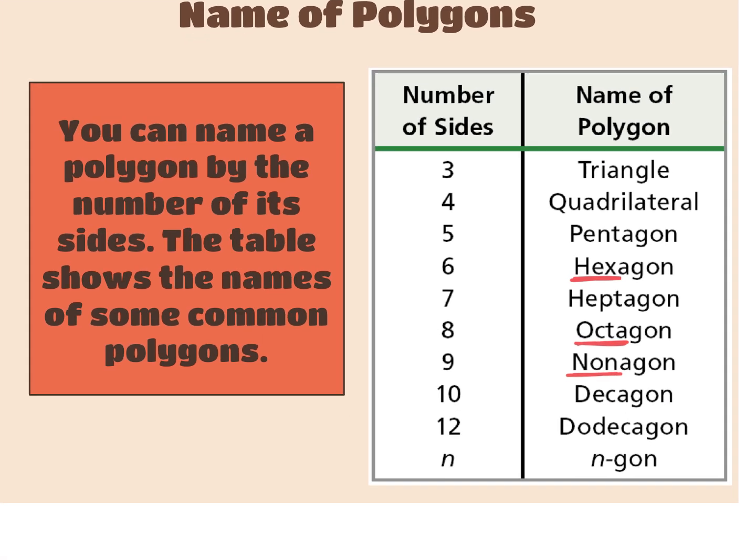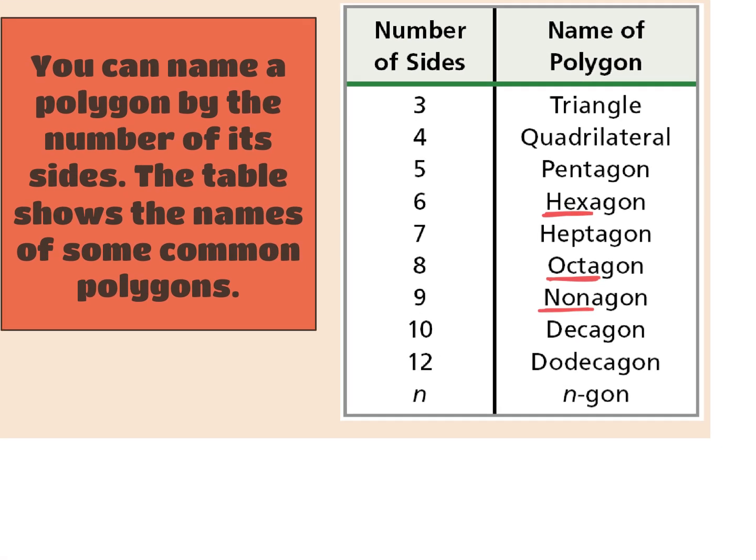Anything after that is an n-gon. So for example, if I were to ask, what is the name of a shape that has 20 sides? That is called a 20-gon. What is the name of a shape with 13 sides? That is called a 13-gon. Do we kind of see the pattern here? Anything after 12 is that number-gon.